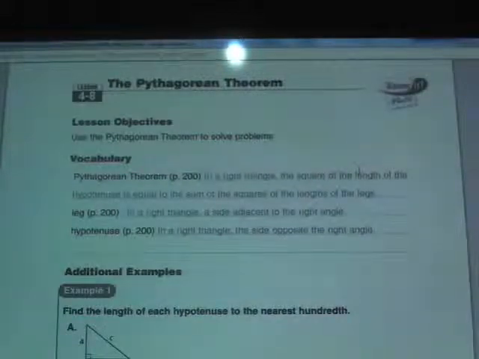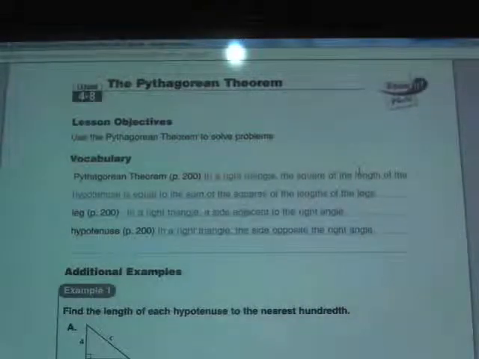And that's really what the theorem is about, it's about squares and square roots to find that missing side, or to use that information to find the missing side. So it fits really nicely in with Chapter 4 because it has those concepts involved. So let's start off with the definitions here.